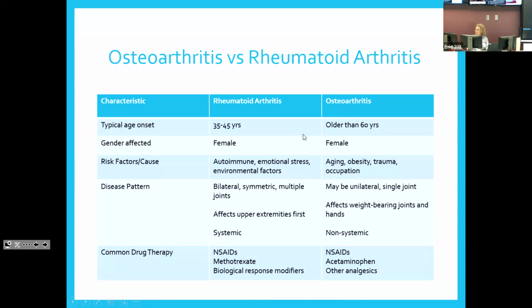Common drug therapy for RA, we talked about the NSAIDs, the methotrexate, and the biological response modifiers, which is the hydroxychloroquine or Plaquenil, it's easier to say. And then for osteoarthritis, of course, NSAIDs, Tylenol, and other analgesics like stronger pain medicines.